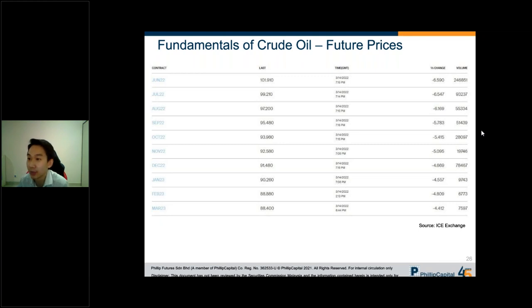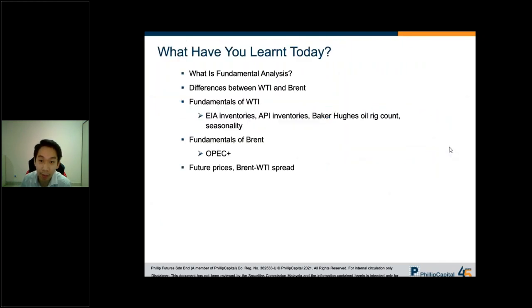Then next question will be, how could we know the meeting or calendar for the OPEC meeting? Usually they don't have a calendar. But at the end of the meeting, in their press release, they will mention the next meeting. So you just have to look out for the press release of the meeting, and they will announce the outcome of the meeting.